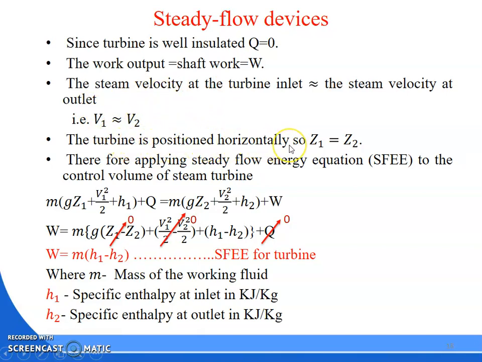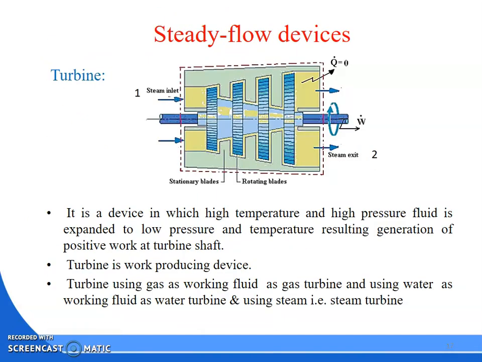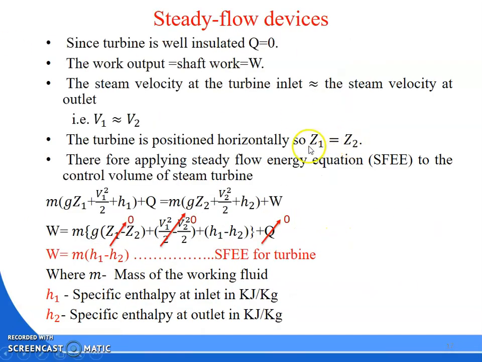The turbine is positioned horizontally. If the turbine is positioned horizontally, then Z1 is equal to Z2. If Z1 is equal to Z2, then what about the potential energy, g Z1? The change in potential energy, Z1 minus Z2, is equal to 0. So we apply the steady flow energy equation to the control volume. Why are you applying the steady flow energy equation in this system?